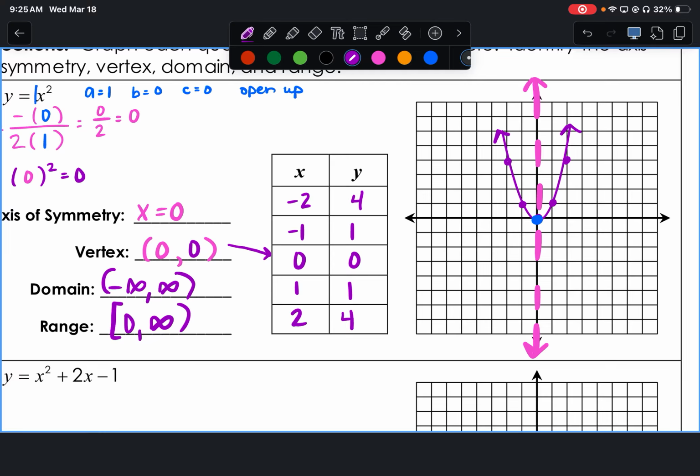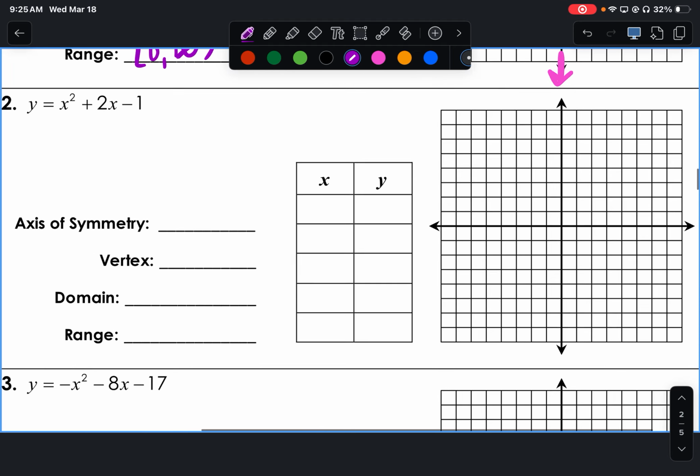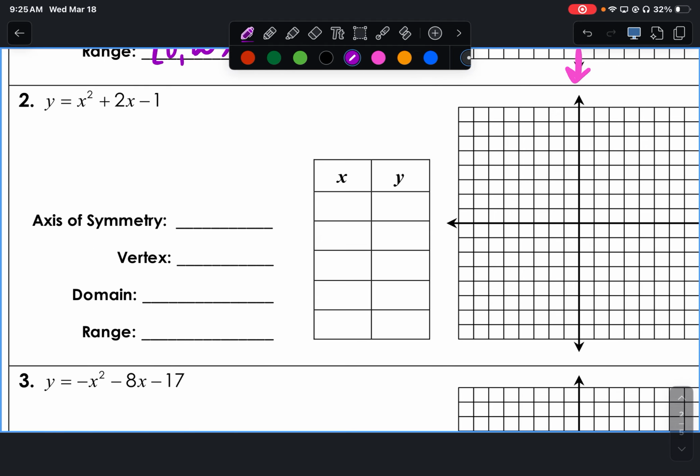All right, now we're going to look at question 2. For question 2, let's start with our A term, B term, and C term. What is our A term? 1. What is our B term? What is our C term? -1. So, from here, does it open up or down? It's going to open up. Why does it open up? A is positive. Yep.